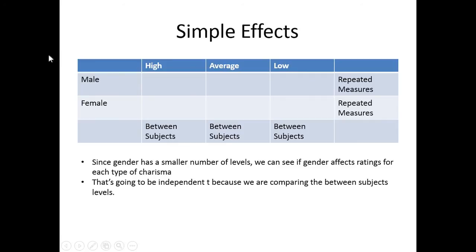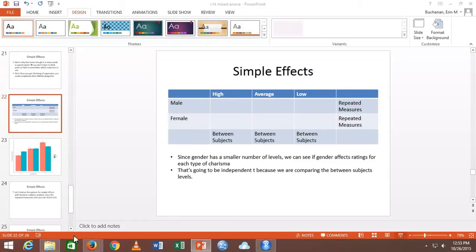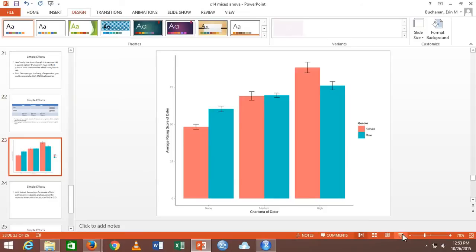All right, since gender has a smaller number of levels, we're going to measure that way. So we're going to analyze between these two, so I only get 3 tests instead of 6. So I'm going to split my 3 repeated measures into different data sets and then analyze on male and female, which is independent t. And then I made a pretty graph.